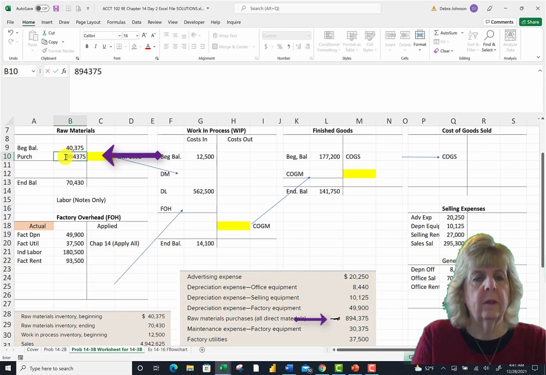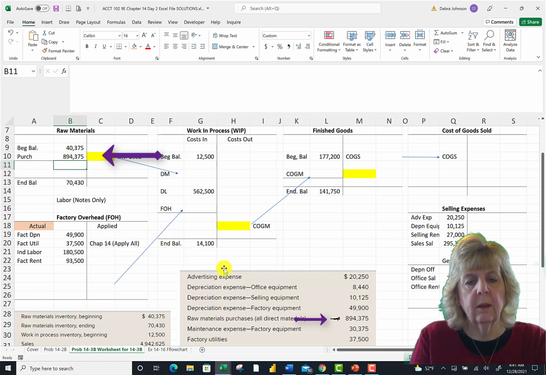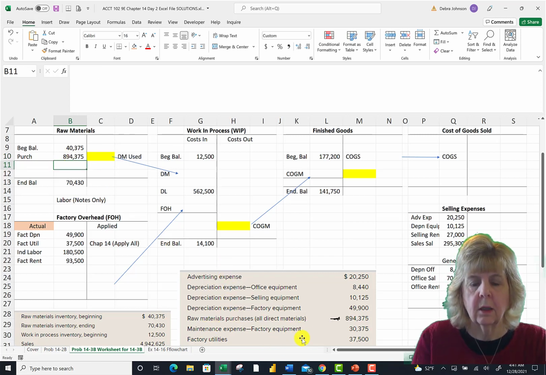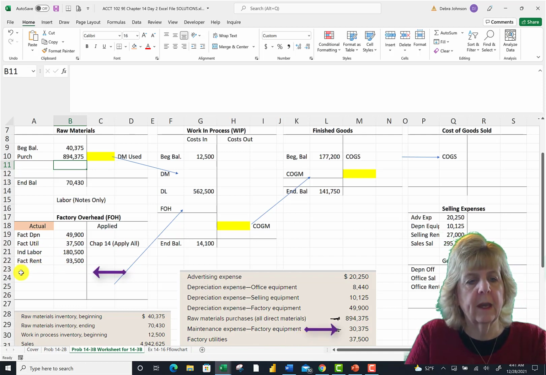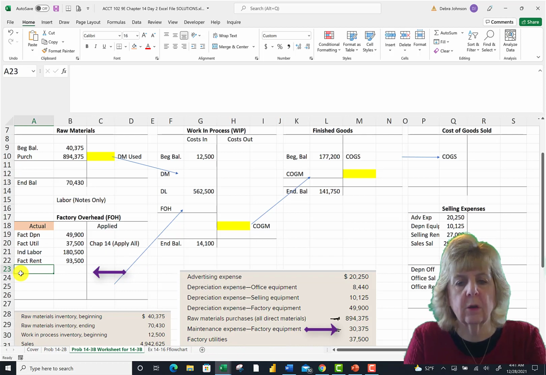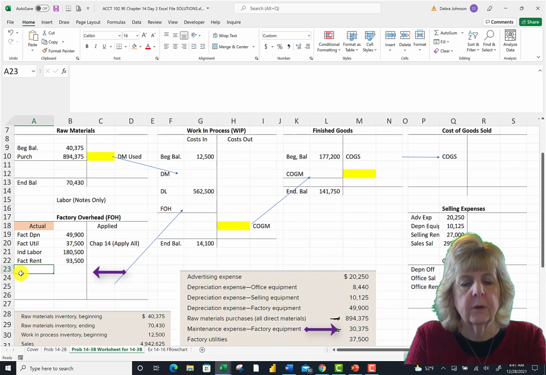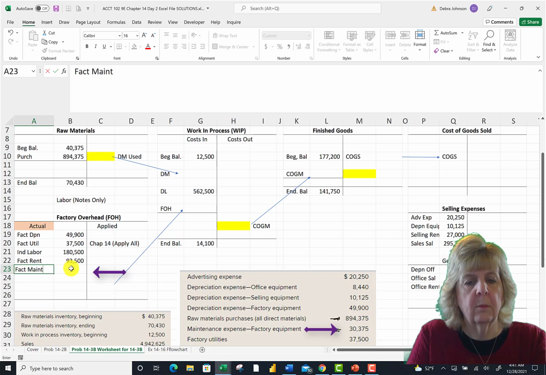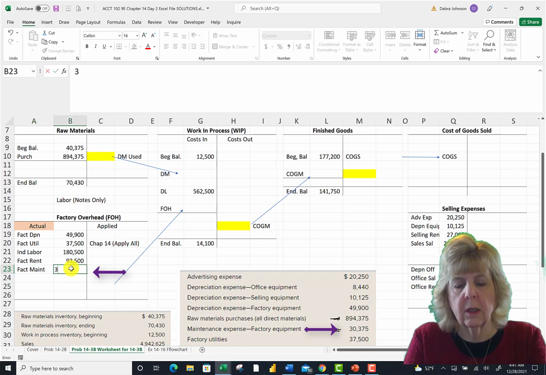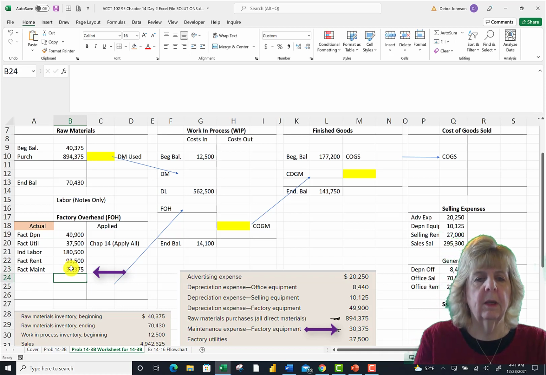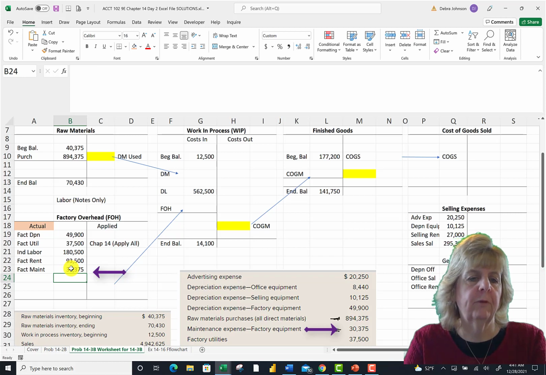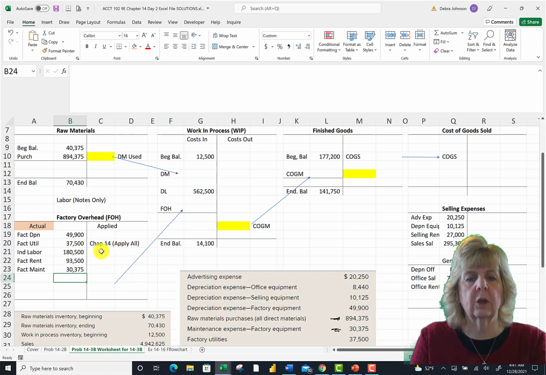894,375. And then the one other thing, I believe I missed this maintenance expense for factory equipment. I neglected to write that in. For sure, that is a factory overhead account. So I'm going to put factory maintenance and make sure that I get that 30,375 in. And then I'm going to give you another few seconds to make those corrections.